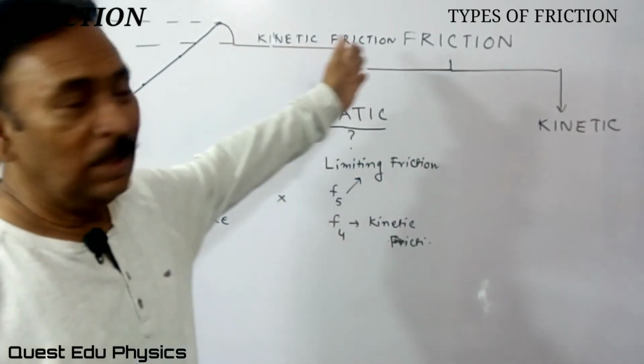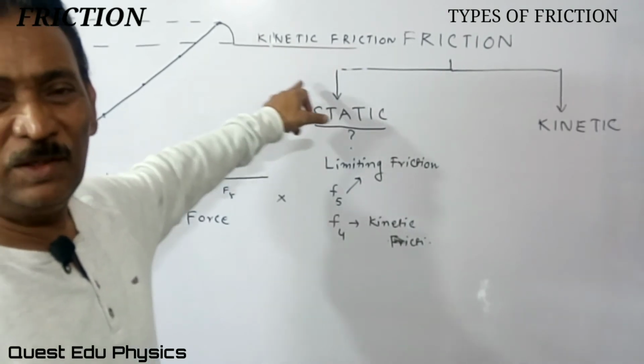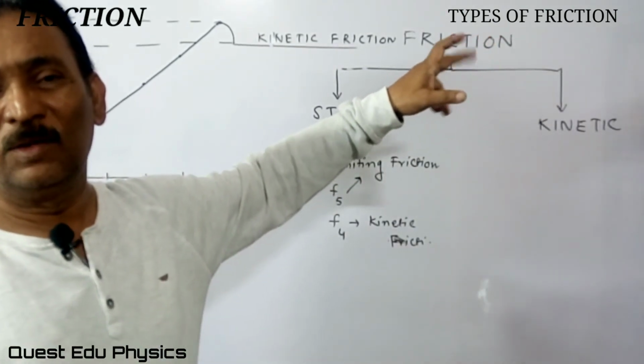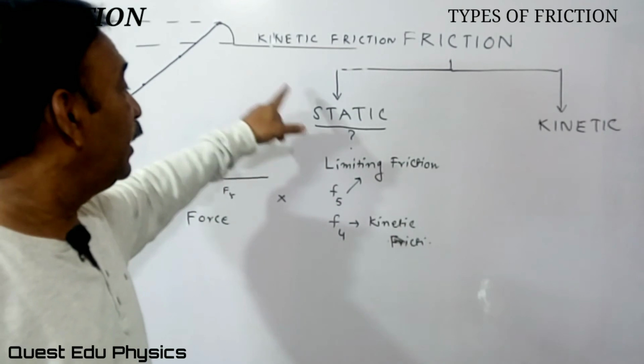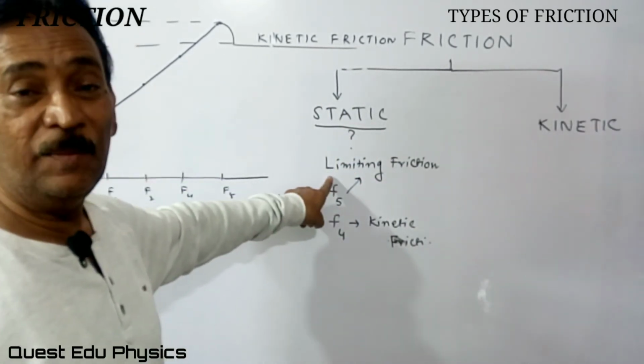Then the body is moving over the surface. Till then, the body tends to move over the surface, and then after, the motion will begin. Till it tends to move, we call it static friction. The maximum value of the static friction is the limiting friction.